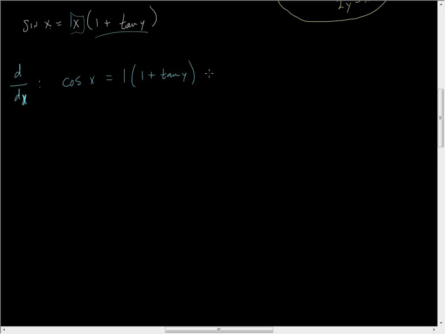plus the other plus, the derivative of the second. The derivative of 1 is 0. The derivative of tangent is secant squared. So we have secant squared y times the derivative of what's inside, which is y prime, all times x, the first thing. Okay, so just take it slow and then break it down. So we have the cosine of x is equal to 1 plus tangent y plus secant squared y times y prime x.